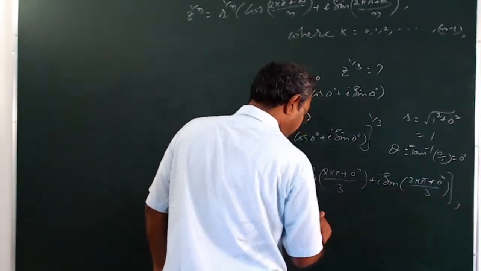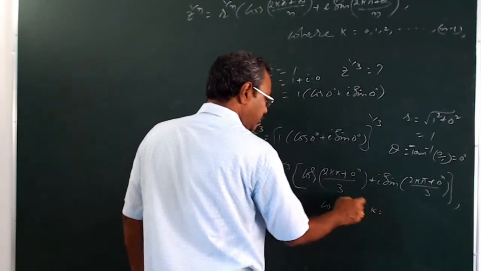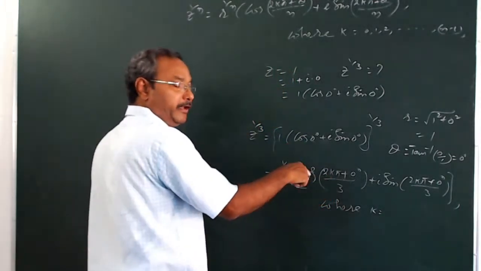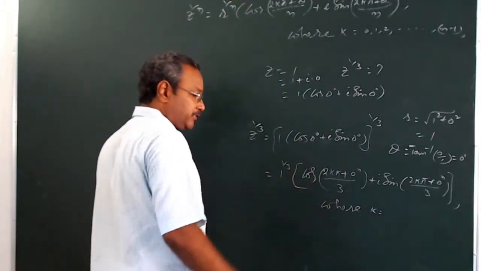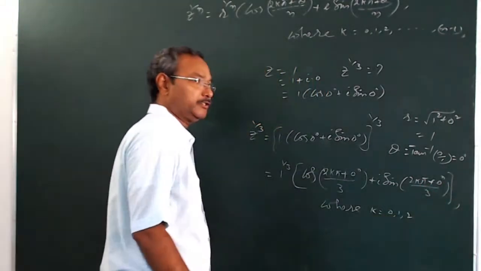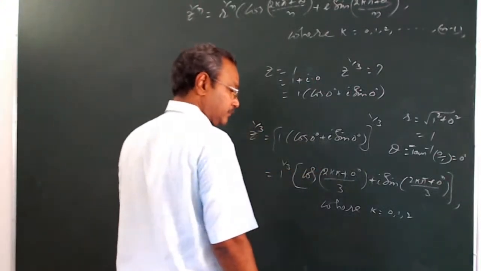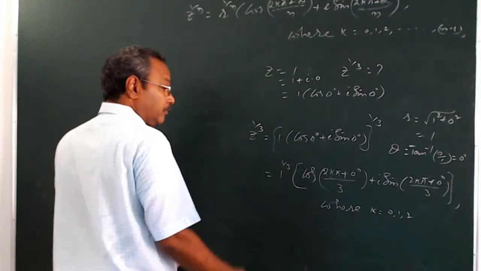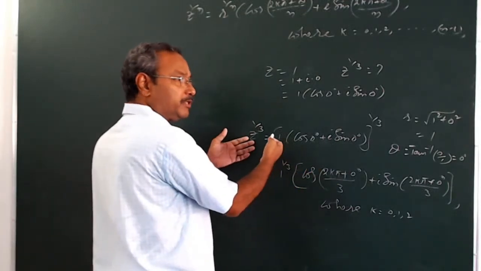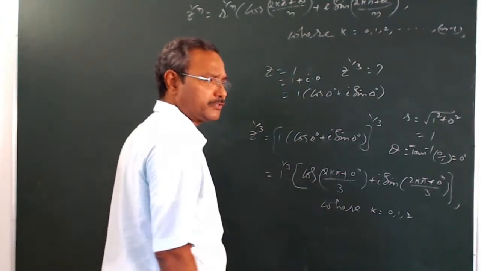Where, once I have introduced this k, I have to specify what this k is. K is 0, 1, 2. That's it. Because our n is 3, n minus 1 is 2. Okay. So, where are the 3 roots of this complex number z? 3 cube roots of this complex number. Suppose I want to look at these roots separately.